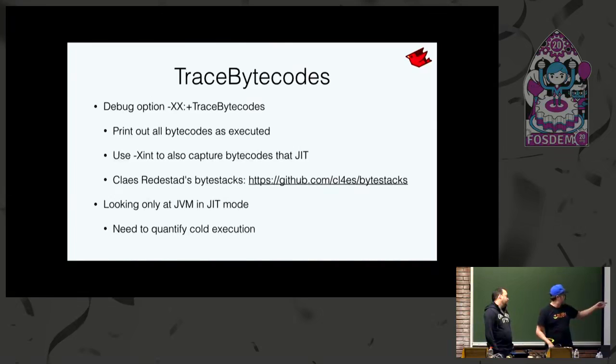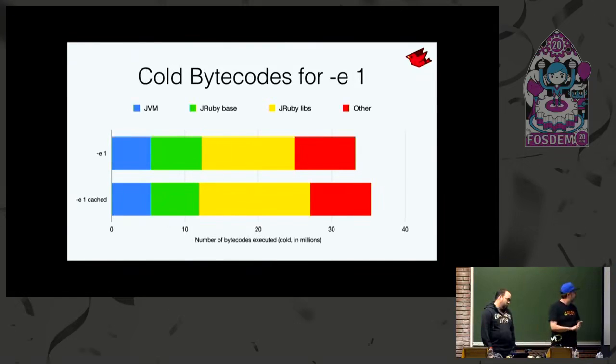I'm using Claus's ByteStacks tool here, which will take that trace bytecode output and turn it into a flame graph of your application. So you can see where most of the cold bytecode is executing. Yes, so we're looking for cold execution mostly here. So here is cold bytecodes for -e1.